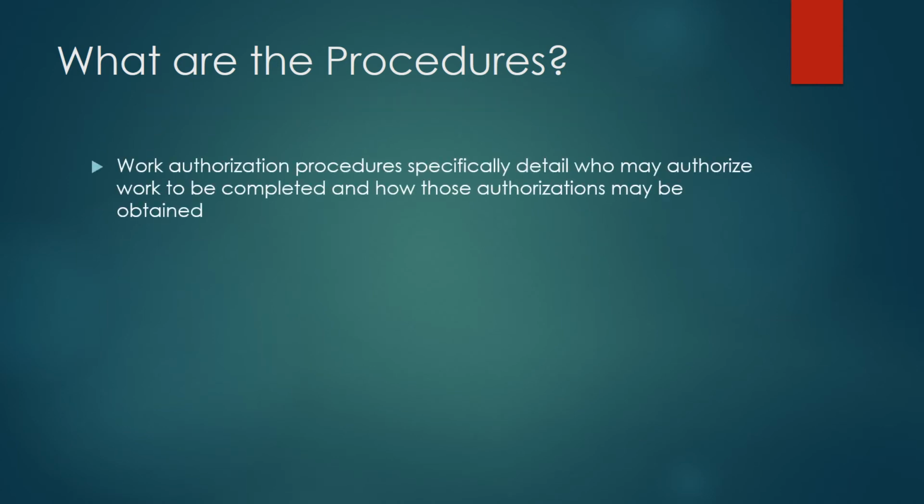Work authorization procedures specifically detail who may authorize work to be completed and how those authorizations may be obtained. So not just the project manager; there could be team leaders, there could be junior project managers, and they can also assign work packages to the project resources. So how do they do that? Who basically has the authority to authorize the work packages, and how can those authorizations be obtained? These are the things that these procedures will specifically detail.